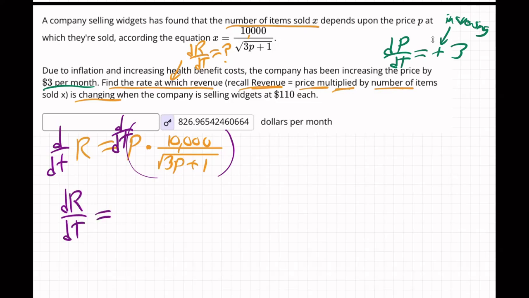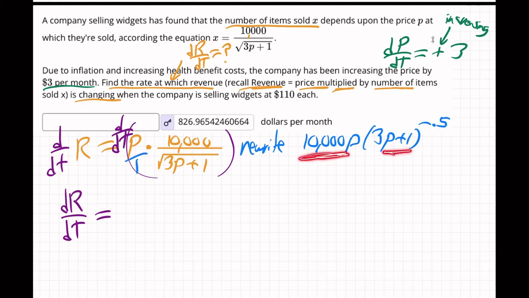The other side, we're going to have to rewrite that baby. I'm going to make it 10,000p times 3p plus 1 to the minus 0.5, right? I don't want fractions. I'd like to avoid fractions whenever I can. See how this p is over 1 really, right? So it goes to the top. So 10,000p and then 3p plus 1 to the minus a half power. That means square root on the bottom, doesn't it?